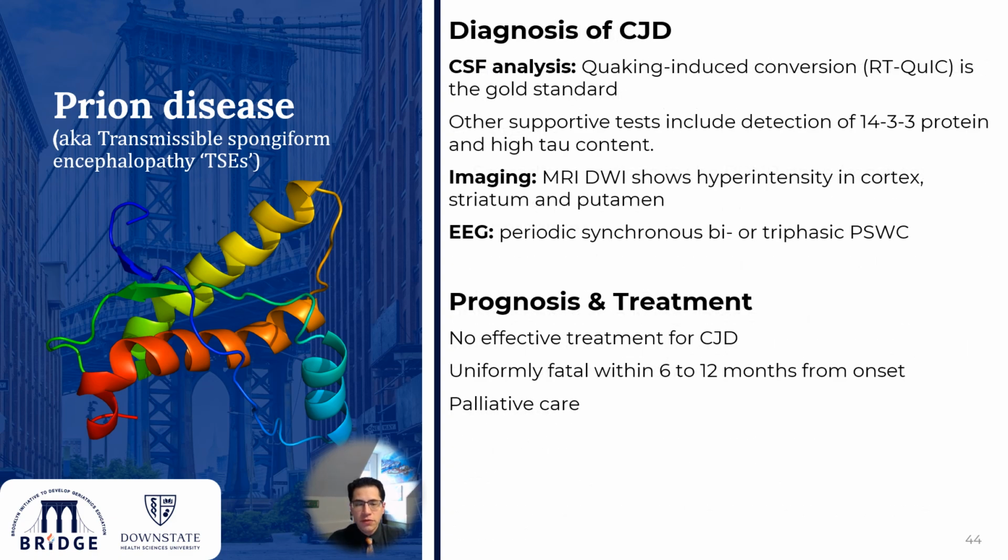For the diagnosis of prion disease, usually upon clinical suspicion, you should seek CSF analysis for the real-time quaking-induced conversion, which is the gold standard for diagnosis. Other supportive tests include detection of the 14-3-3 protein and high tau protein content. The imaging, including the MRI DWI, will show hyperintensity in the cortex, striatum, and putamen. And the EEG will show periodic synchronous biphasic or triphasic sharp wave complexes.